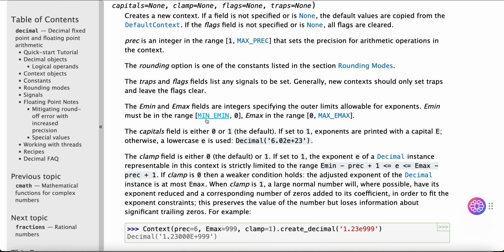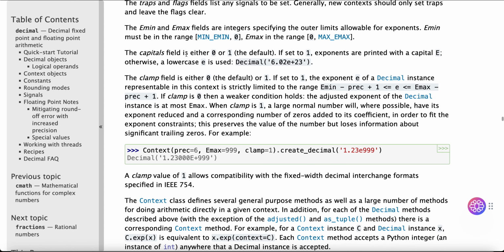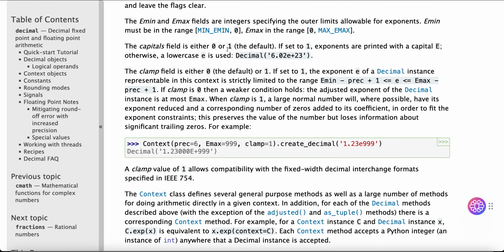Emin must be in the range min emin to 0, and emax in the range 0 to max emax. The capitals field is either 0 or 1, the default being 1. If set to 1, exponents are printed with a capital E, otherwise a lowercase e is used: Decimal('6.02e+23'). The clamp field is either 0, the default, or 1.